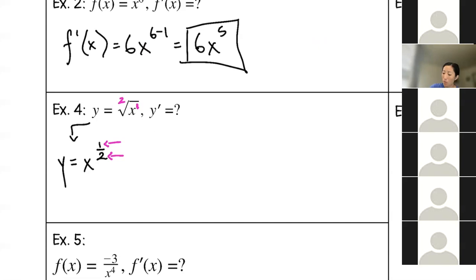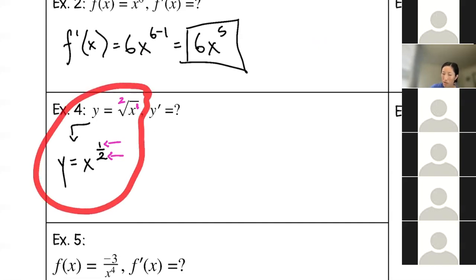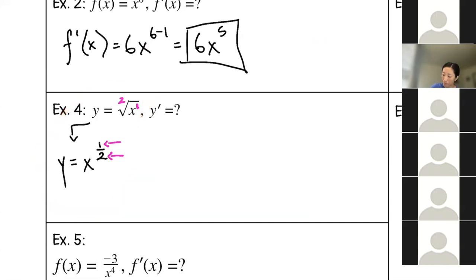Okay. So being able to go back and forth from square root to x to a power is so, so, so important. But once we see that, now we can apply the power rule. y prime means I keep my coefficient of 1. I'm going to bring the power down, x to the 1/2 minus 1.